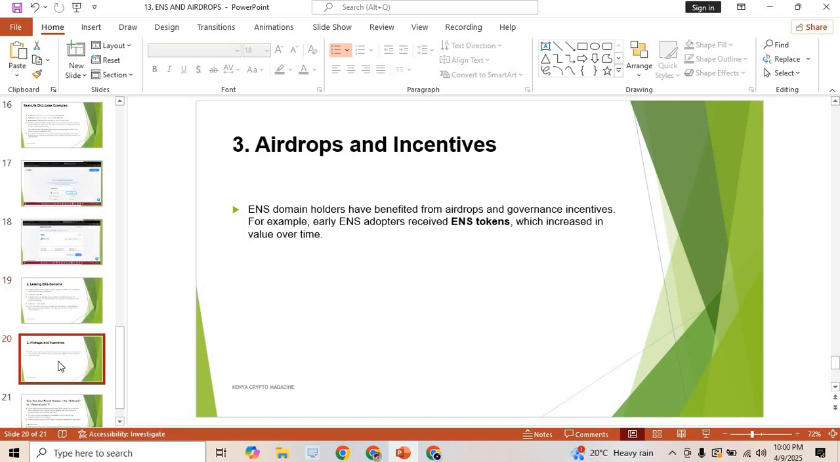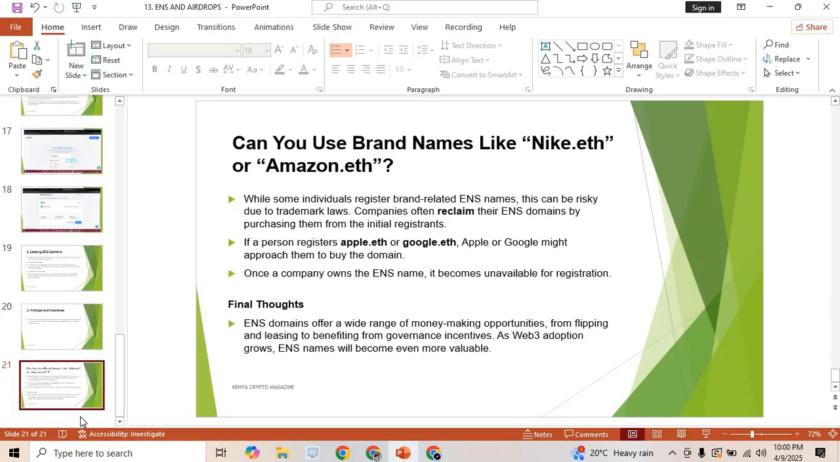Number three, another way you can earn from ENS is airdrops and incentives. ENS domain holders have benefited from airdrops and governance incentives. For example, early ENS adopters received ENS tokens, which increased in value over time. So, any question before we look at the last part of this class? Any questions so far?